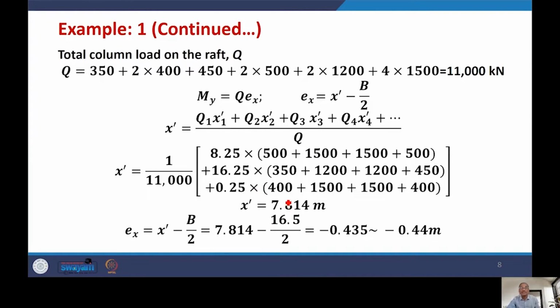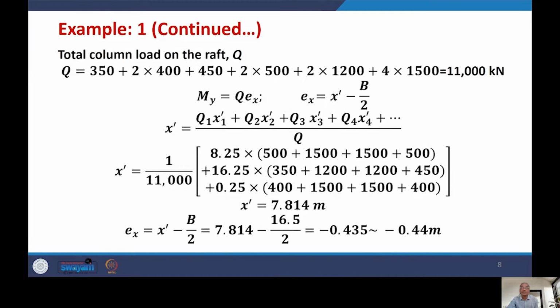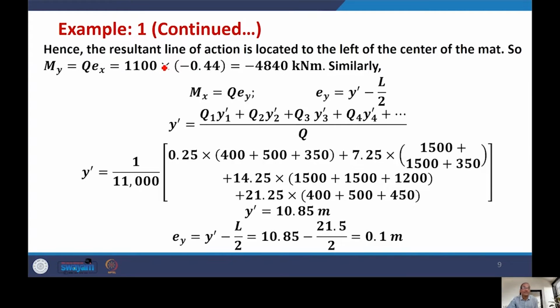Once Ex is calculated, calculate My first. My is Q into Ex. Ex is 11. Okay, here it should be 11,000, so let me correct it here. It should be 11,000, not 11. So it should be 11,000 into 0.44, which gives 4840 kilonewton meter. So you get the value of My equal to this.